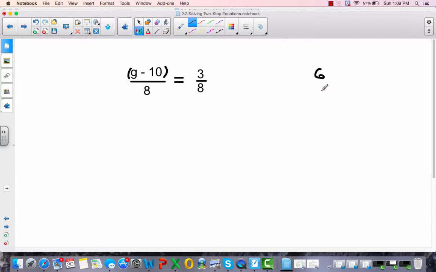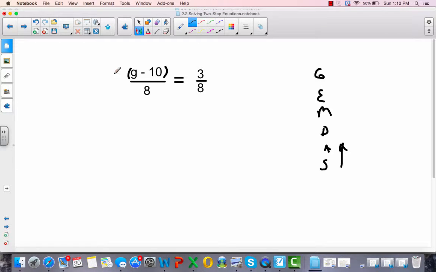Let me write that down again. And we're working backwards. So the grouping symbol is last. We take care of division before we take care of the grouping symbol. So we're going to multiply by 8 on both sides of the equation to get rid of this 8. Let's draw our line down the middle. We're multiplying by 8 on both sides.